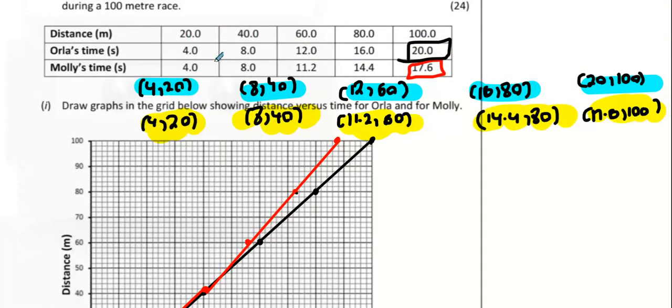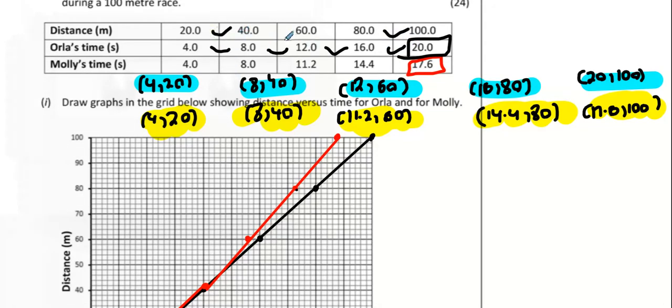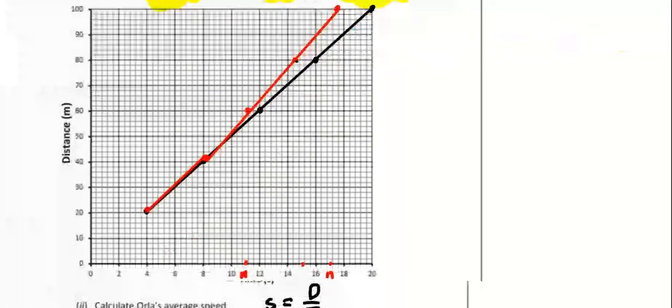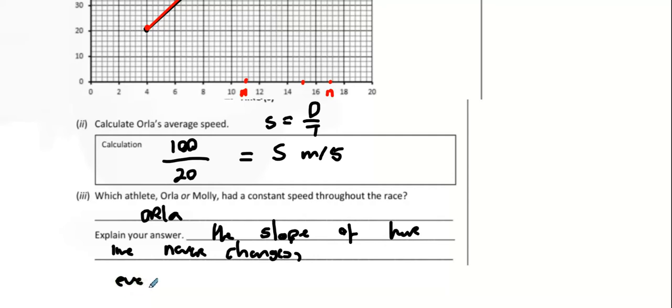Oh, sorry, every 4 seconds for Orla results in 20 meters. So you could also say that every 20-meter jump is a jump for 4 seconds in Orla's time. So you can say every 4 seconds she travels 20 meters throughout the race.